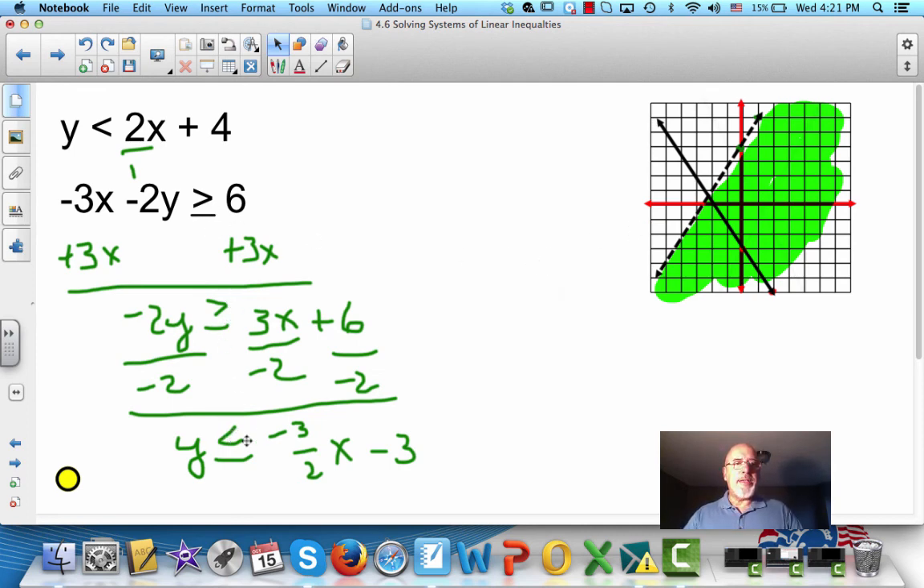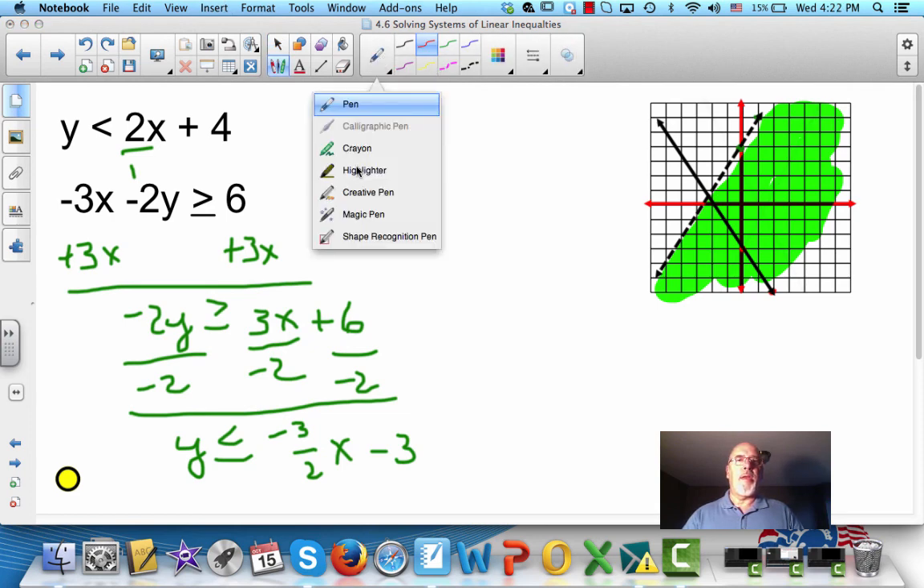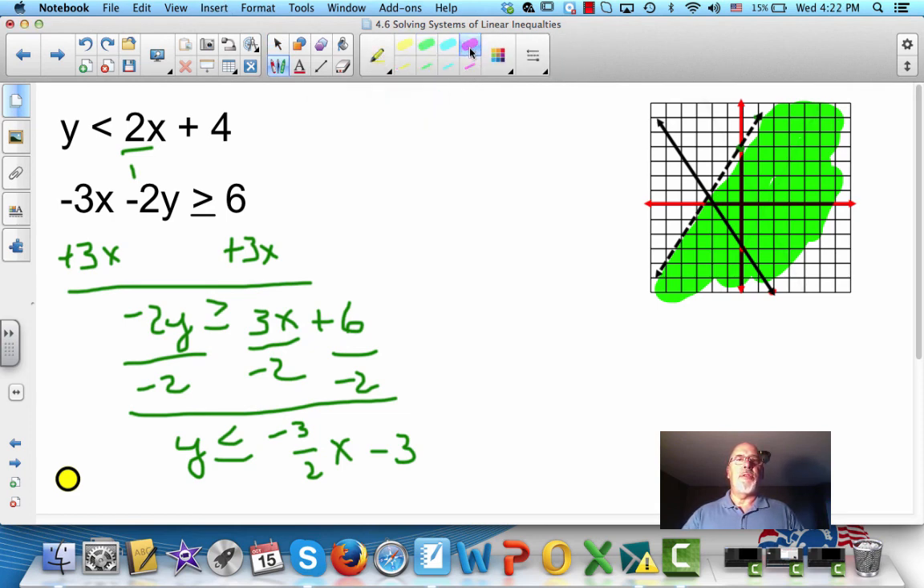All right, where are we going to shade? It says y is less than. So that means you're going to be shading below the line. So let's get our highlighter. Let's choose this color this time. We're going to shade below the line. Ooh, it makes black. Okay, so where's our answer lie? Our answer lies right here in the black area. Did you get that right?